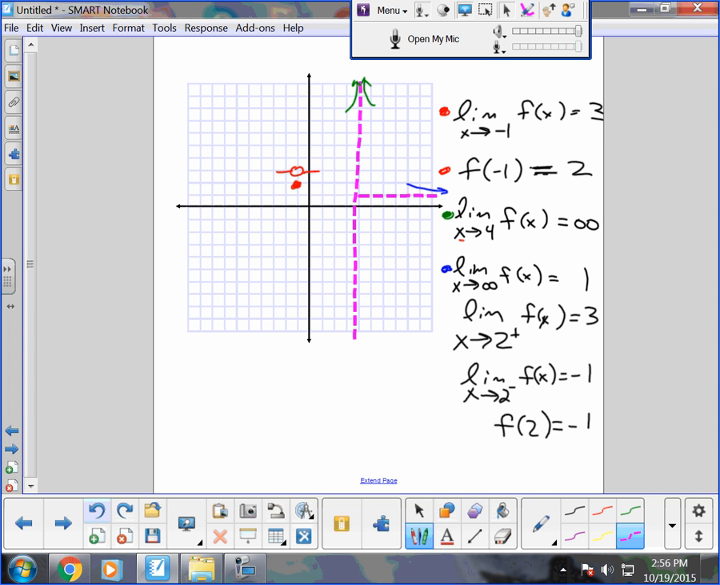Let's go back to, what color? Black. We haven't used black. The limit as x approaches 2 from the positive side is 3. And 2 from the negative side is -1. I'm going to have to erase and make some things here, okay? And f of 2 is -1.